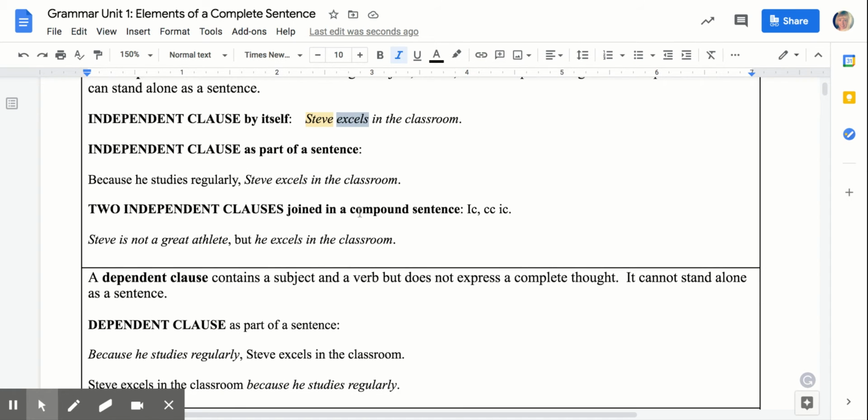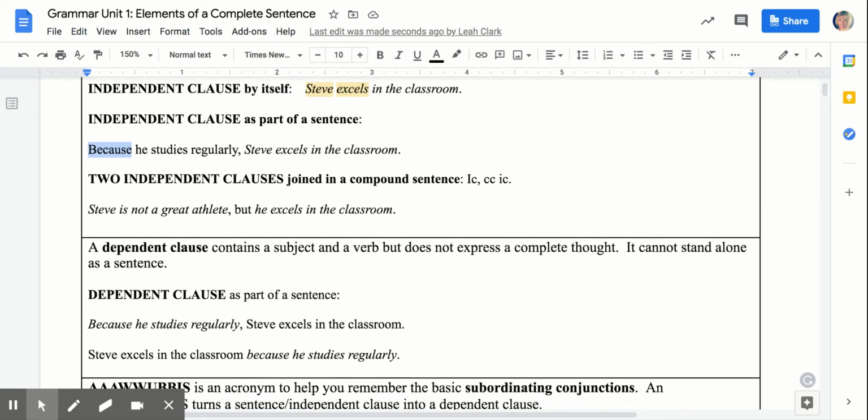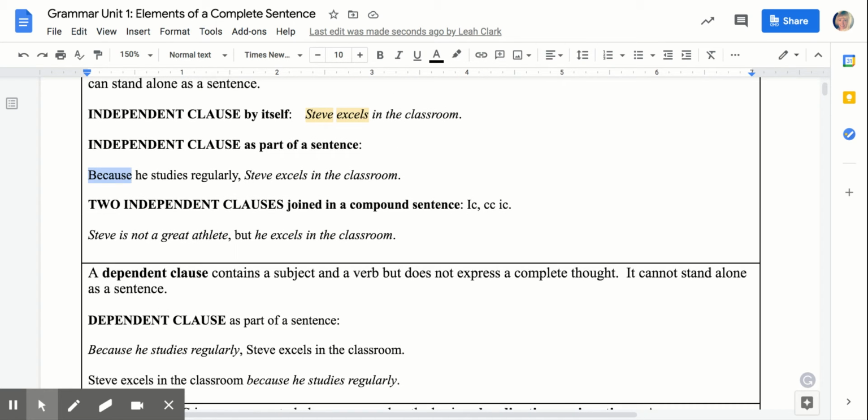Okay, an independent clause can be part of a sentence. So, because he studies regularly, Steve excels in the classroom. Okay, so notice that this independent clause is preceded by a dependent clause. How do I know that this is a dependent clause? Because it contains a subordinating conjunction. The word because says, ding, ding, ding, I'm a subordinating conjunction. I can't stand on my own.